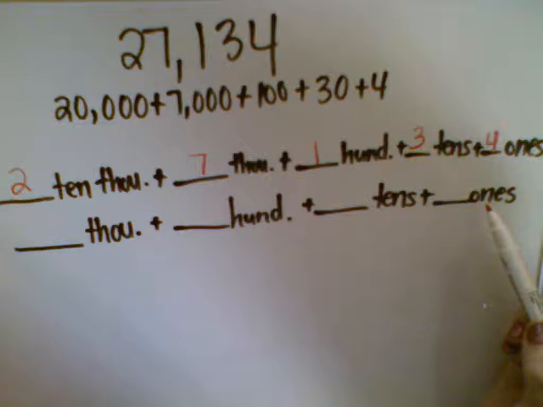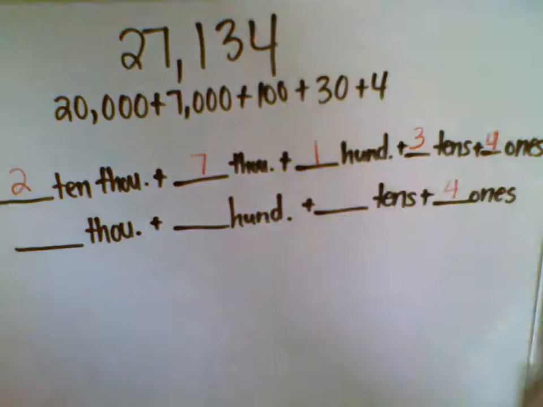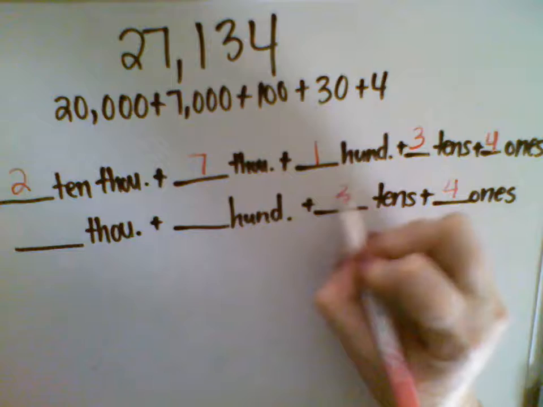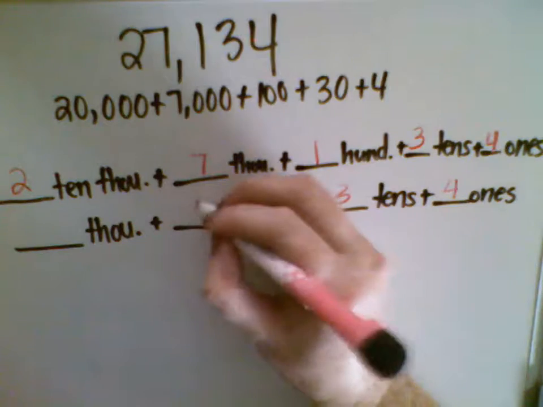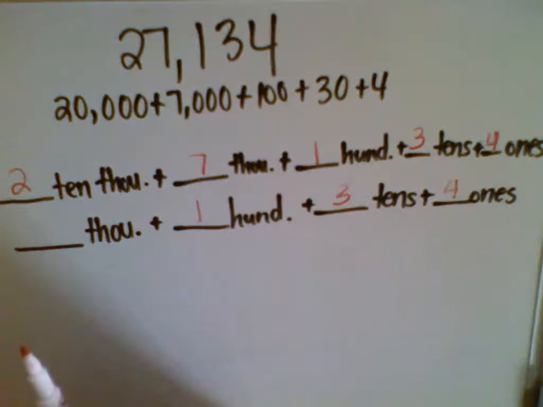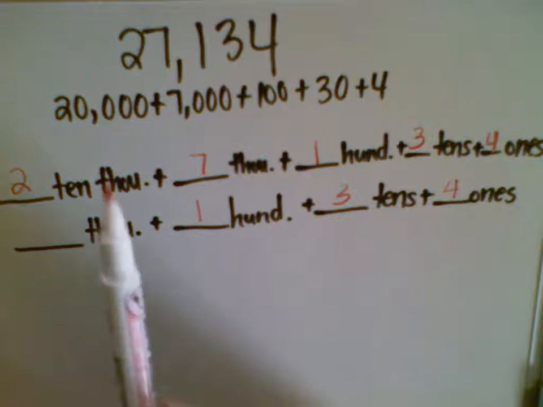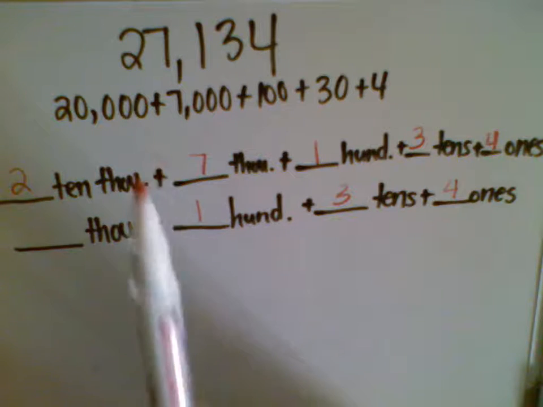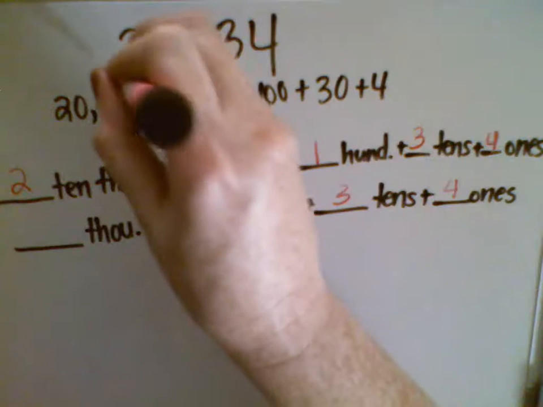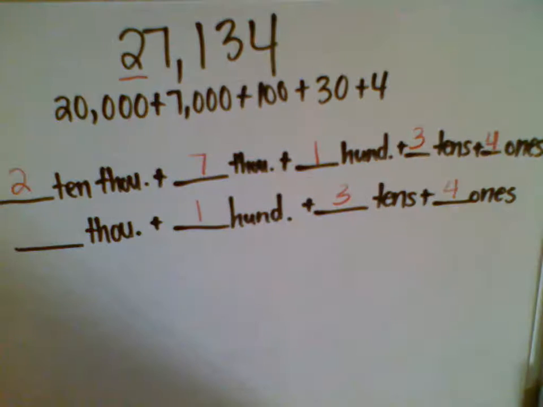So we have ones. We still have 4 ones. We still have 3 tens. We still have 100. But now we're in the thousands. So you have to remember, you can look at the thousands place and say, oh, I know, there's 7,000 right there. You're right. But then we have the 20,000 left over. We can't just leave that number out. We can't leave that value out.